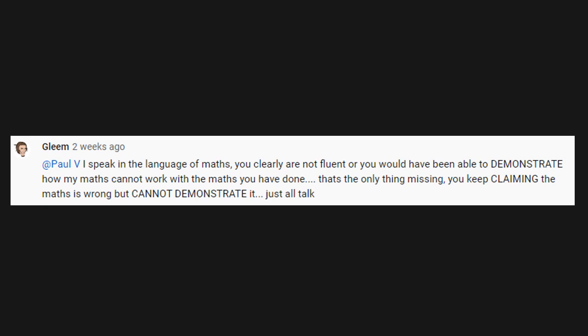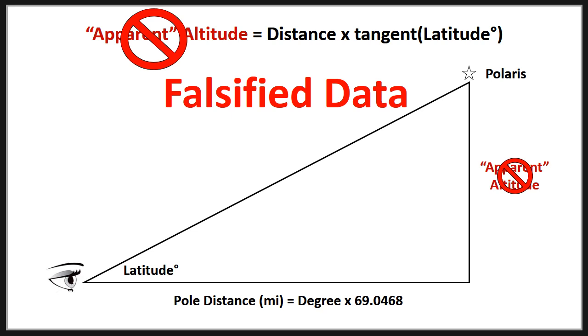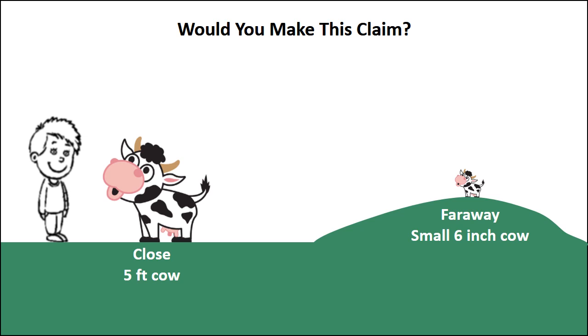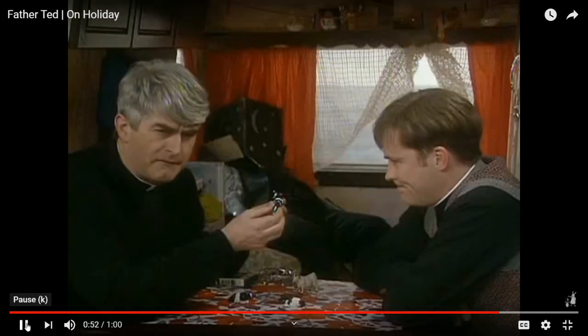Just all talk." So Gleem uses this formula to make the data fit the flat Earth, and he thinks everything is okay because he calls this the apparent altitude. Sorry, but this is really falsified data, because altitude is a measurement, and it should have been exactly the same for each latitude. I mean, really, this would be the equivalent of saying, well, gee, this cow is close, so it's 5 feet tall. But that faraway cow is much smaller. It's only 6 inches.